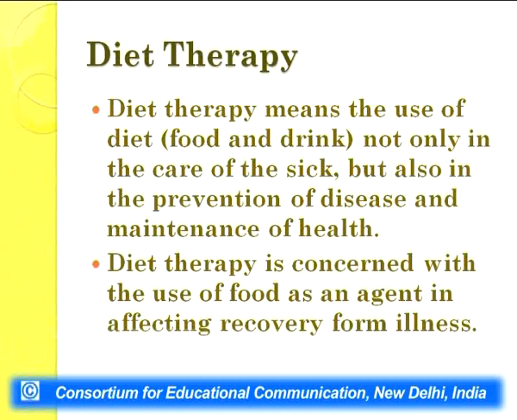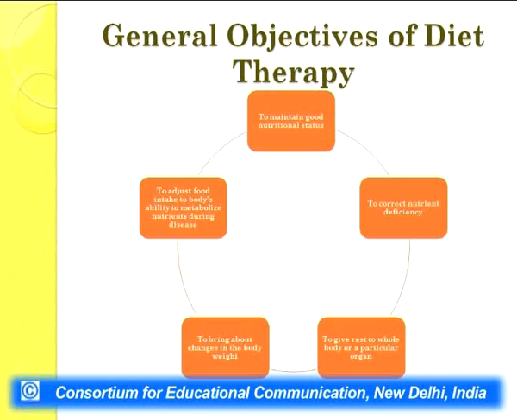In later slides you will come to know how this diet helps us in maintaining the health of ourselves and keeping ourselves away from diseases. Actually, there are 5 general objectives of diet therapy, and these must be kept in mind. First is to maintain good nutritional status. Second is to correct nutrient deficiency, third to give rest to the whole body or a particular organ, fourth to bring about changes in the body weight, and the fifth is to adjust food intake to the body's ability to metabolize nutrients during disease.